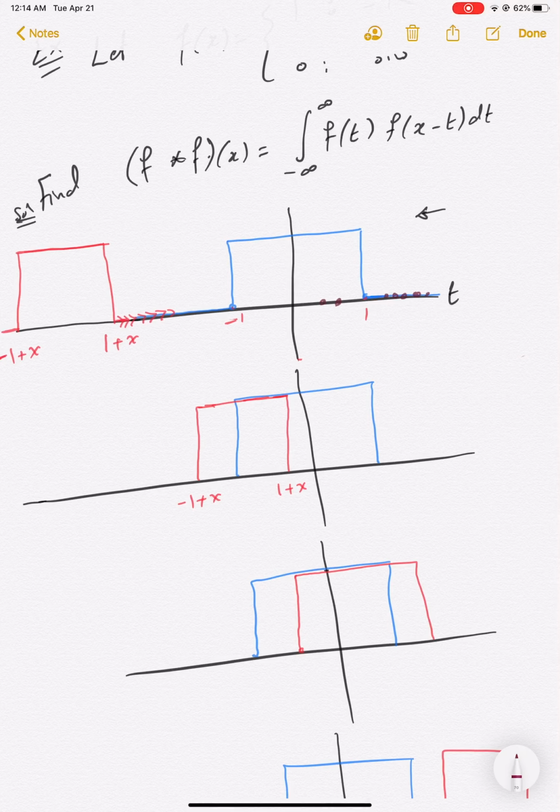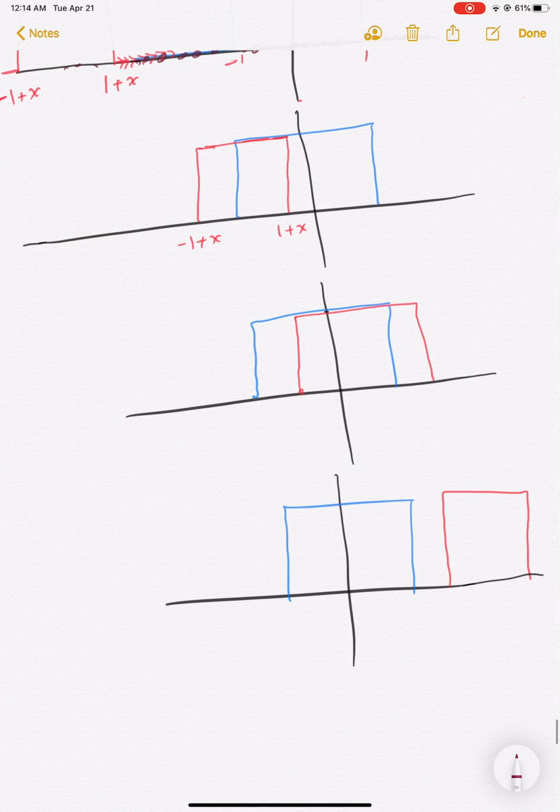What happens if you take any t here? When you multiply again, between negative 1 and 1, the blue function is 1, but the red function is 0. So when you multiply them, you get 0. And what happens here? You get 0. And here? You get 0. So it is very clear that for the first case, for those values of x that make the rectangles look this way, the convolution is 0 exactly.